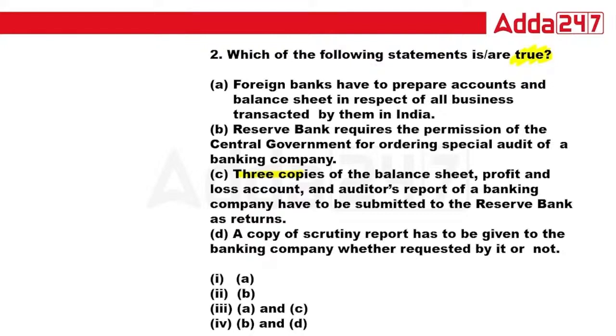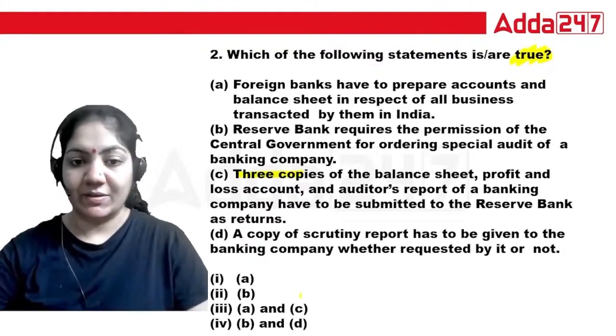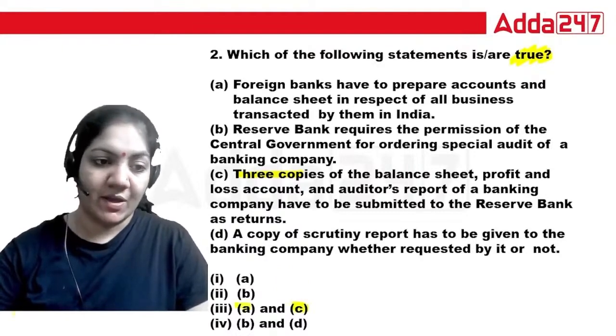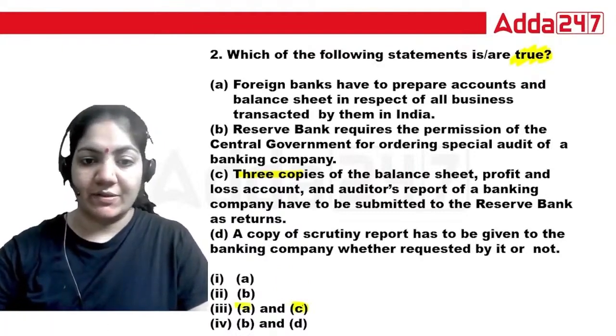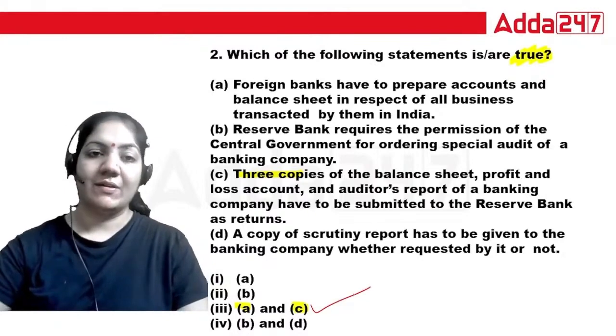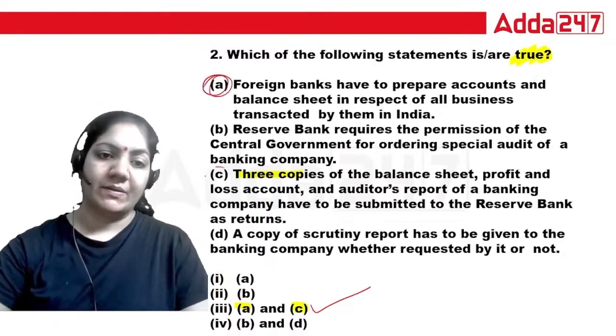So for the second one, you can see that C is the right answer, right? So C is right, and A is the right answer. So the correct answer for this is the third option, that is A and C.